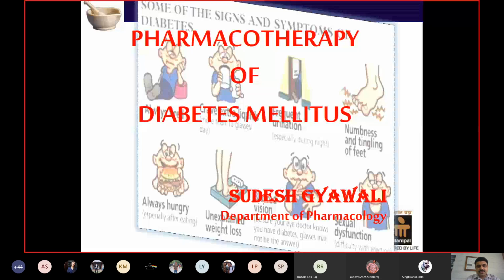Till yesterday's class, we talked about the drugs which are used in diabetes mellitus. We also talked about what is diabetes mellitus and other things, isn't it? So today, using all those pharmacological knowledge, we will be applying it to the disease, that is diabetes mellitus, and how we are going to treat or how we will approach it.